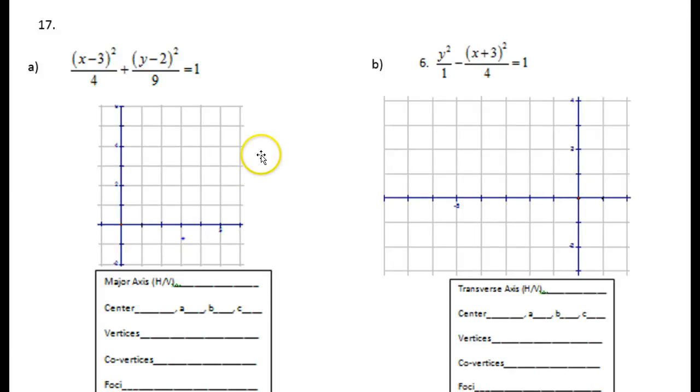In this video, we are given the standard form equation of several conic sections. They might be circles, parabolas, ellipses, or hyperbolas. I'm going to show you how to graph them and label them with their key pieces of information.